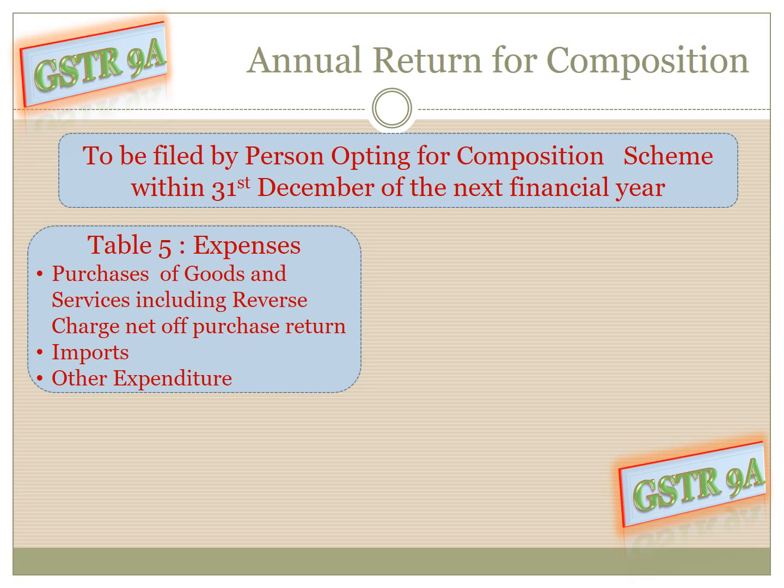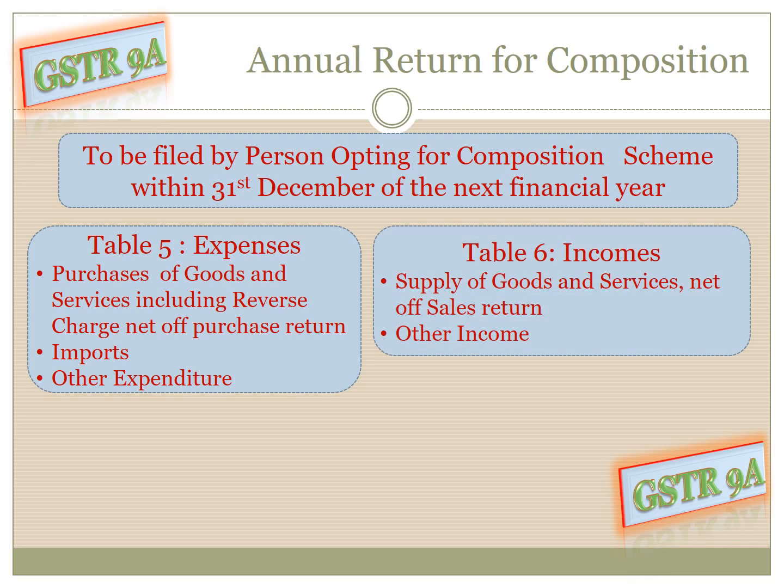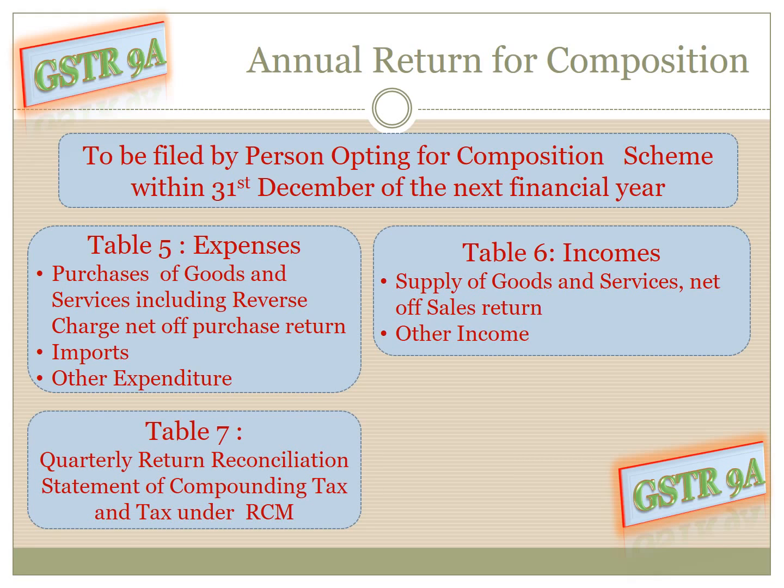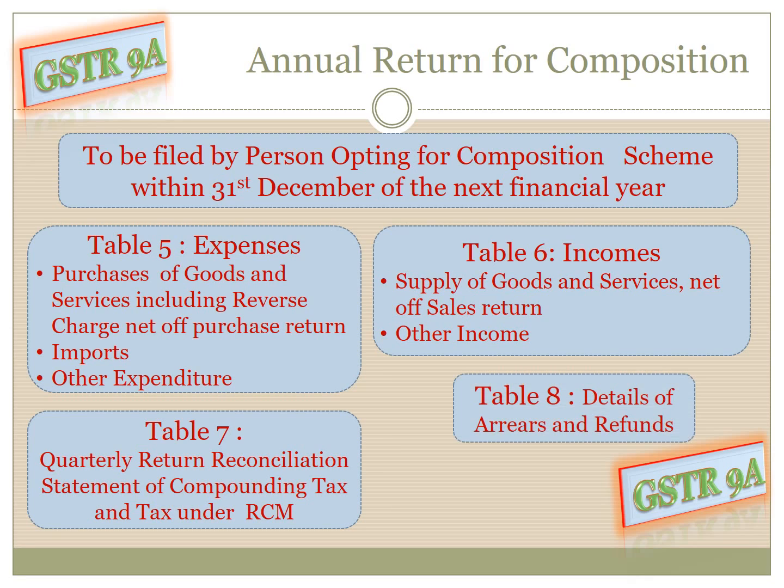Details of expenses like purchases of goods and services, imports and other expenditure are furnished in Table 5. Turnover details like value of supply of goods and services net of sales return and other income details are furnished in Table 6. Quarterly reconciliation statement is given in Table 7 for reconciliation of compounding tax and tax paid under RCM. Details of arrears and refunds are provided in Table 8. Table 9 contains the details of gross profit, profit after tax and net profit.